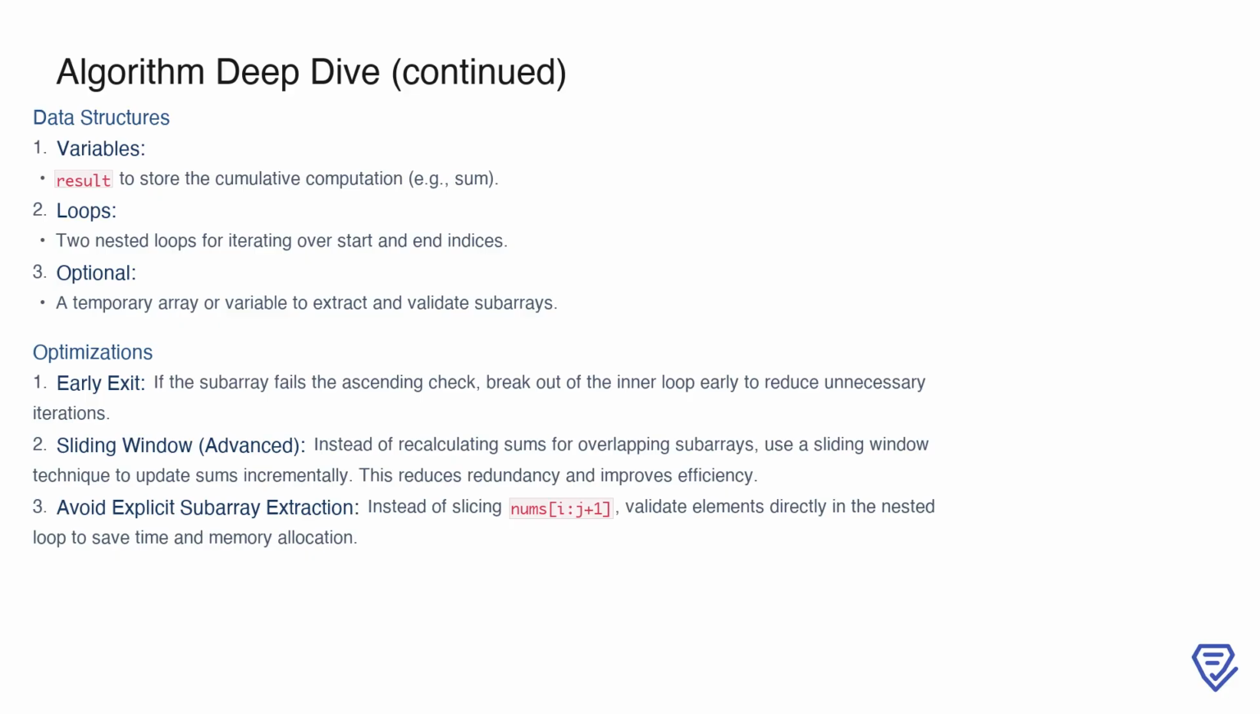To improve efficiency, certain optimizations can be applied. For instance, if a subarray fails the ascending check, the inner loop can exit early, saving unnecessary iterations. An advanced optimization involves using a sliding window technique to avoid recalculating sums for overlapping subarrays. This approach updates the sum incrementally as the window expands, reducing redundant operations. Additionally, instead of explicitly extracting subarrays using slicing, you can validate the ascending condition directly within the loops. This avoids the overhead of creating new arrays and reduces memory usage.